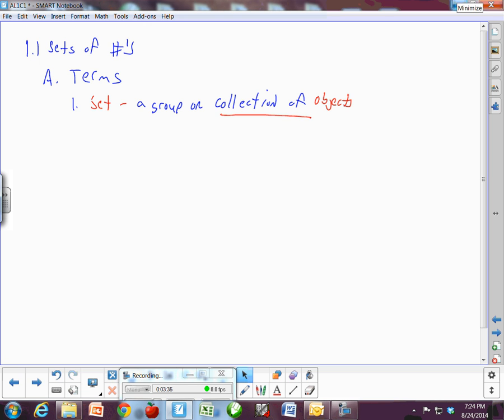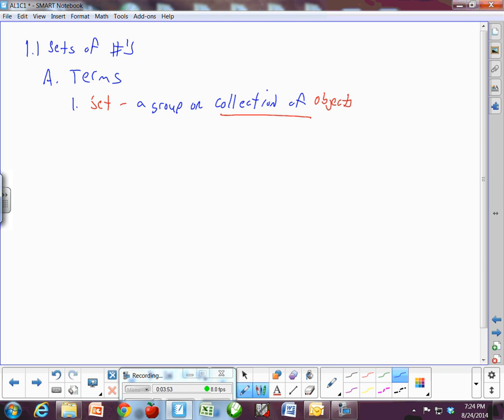So it's a group or collection of objects. And what we're going to do in algebra is deal with sets of numbers. Our numbers are going to be classified in a system of sets. That's where we're heading, and that's what we're after.